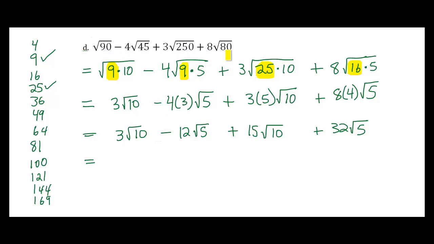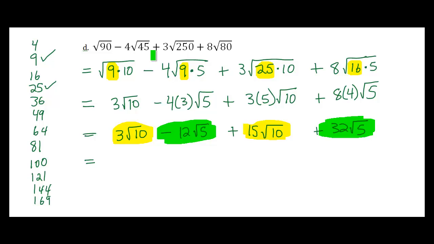So at first it looked like we couldn't combine like terms because they weren't the same, but as we simplify the radicals, we found that we can actually combine like terms. All right. These are our sets of like terms. They have the same radical. So I'm going to combine them.